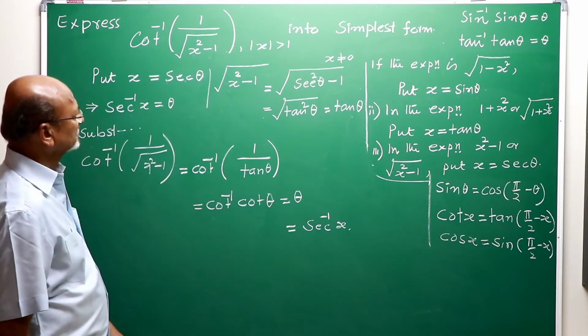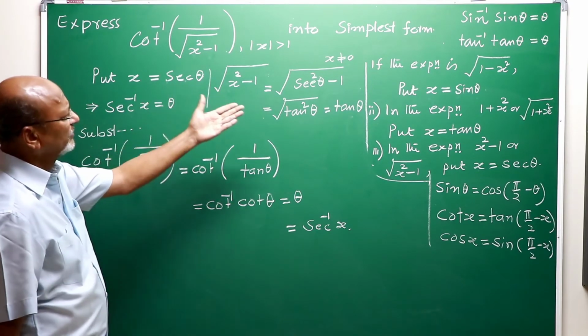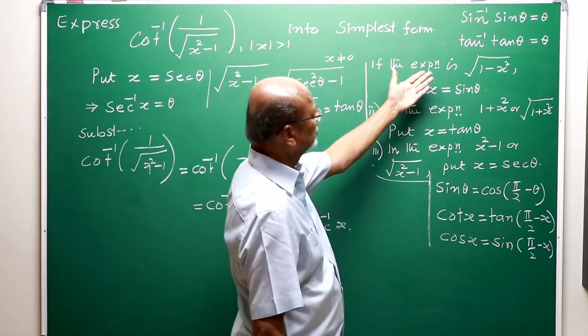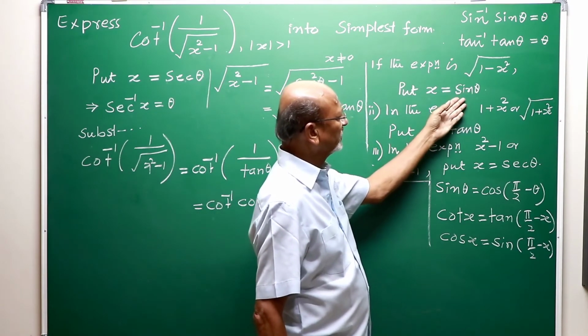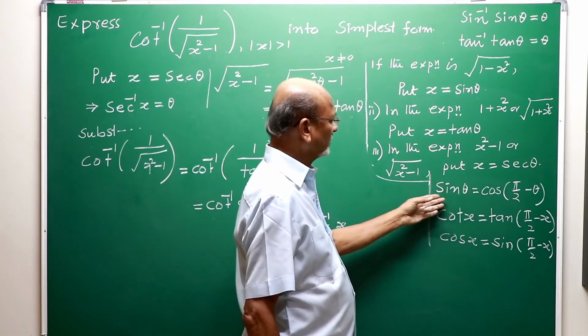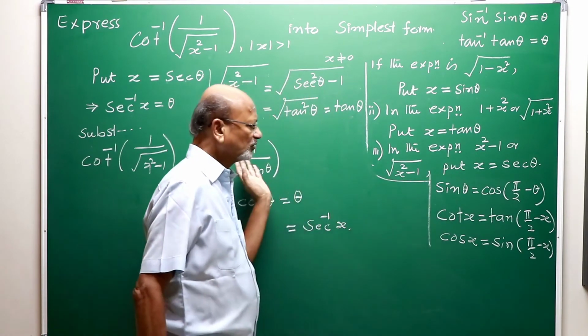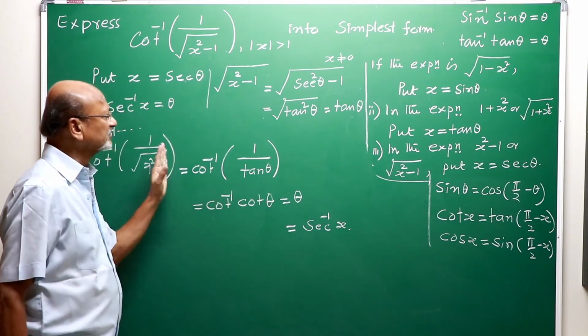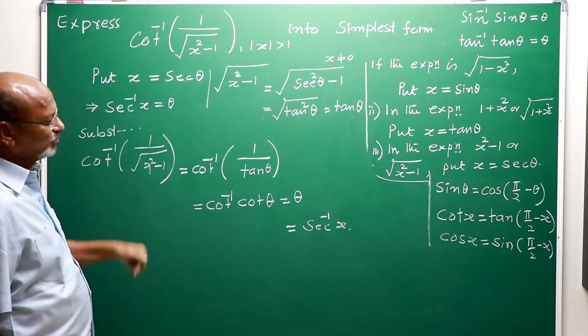Remember, my friends, these substitutions: 1 minus x square, sine; 1 plus x square, tan; x square minus 1, sec. If you remember them, it becomes very easy. It may be given as a 2 mark question.